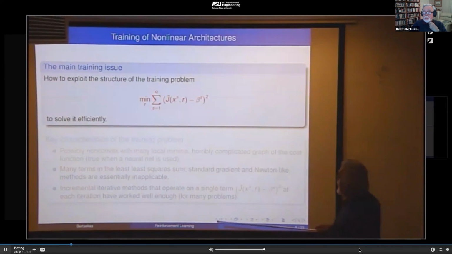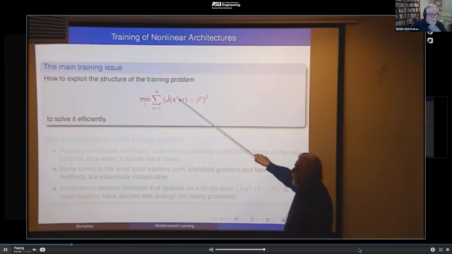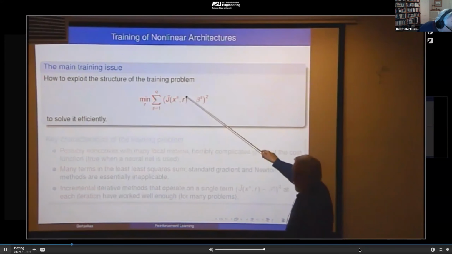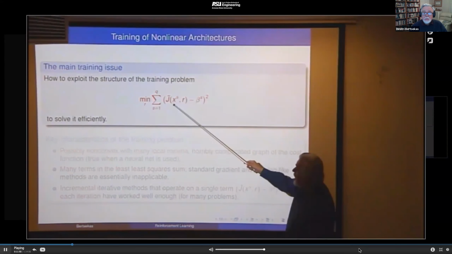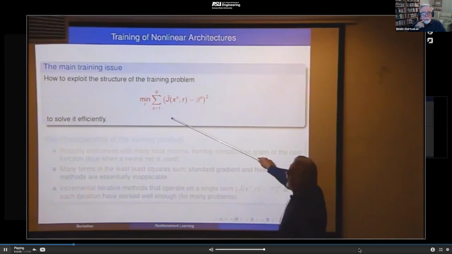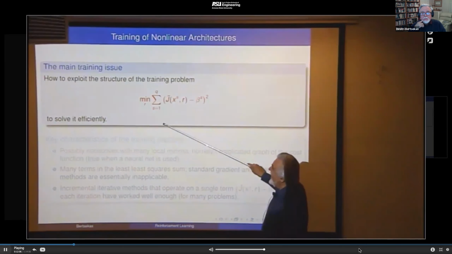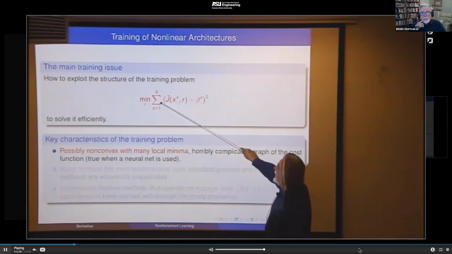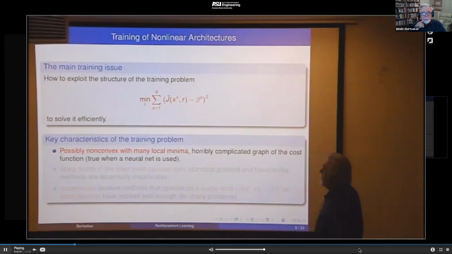Okay. Now, this problem here involves, again, potentially high dimension of parameters, very large numbers of terms in this sum. And the question is, how do we solve it? This is nonlinear also potentially, so this can be a very, very formidable problem. However, we may be able to exploit the structure of this problem, and the key characteristic here is that it involves a sum of a large number of simpler terms. So let's look at the characteristics of the training problem.